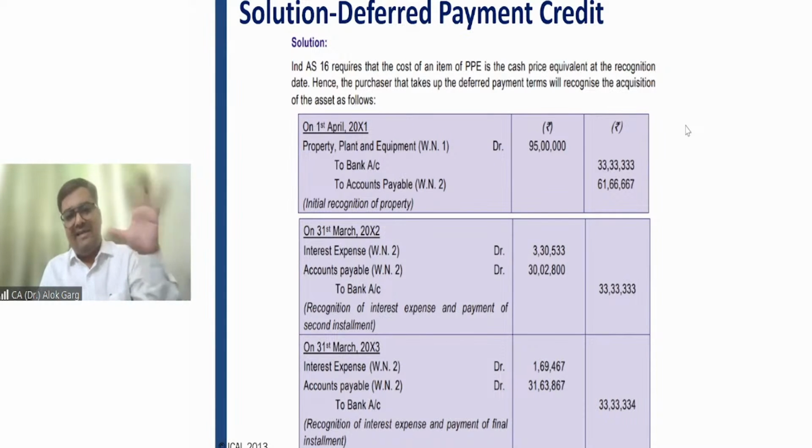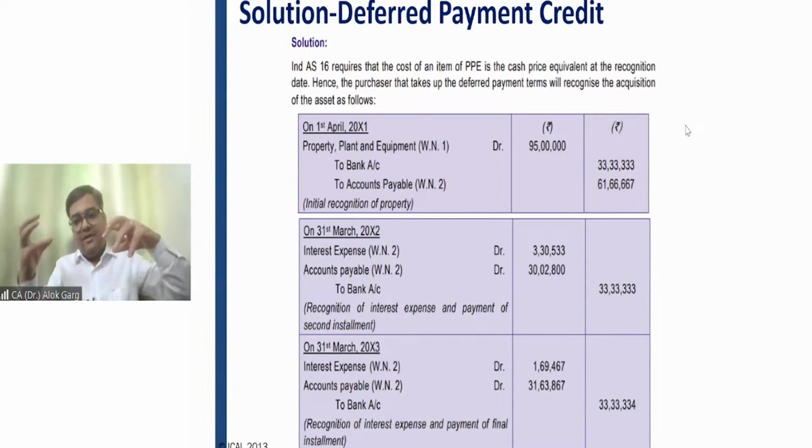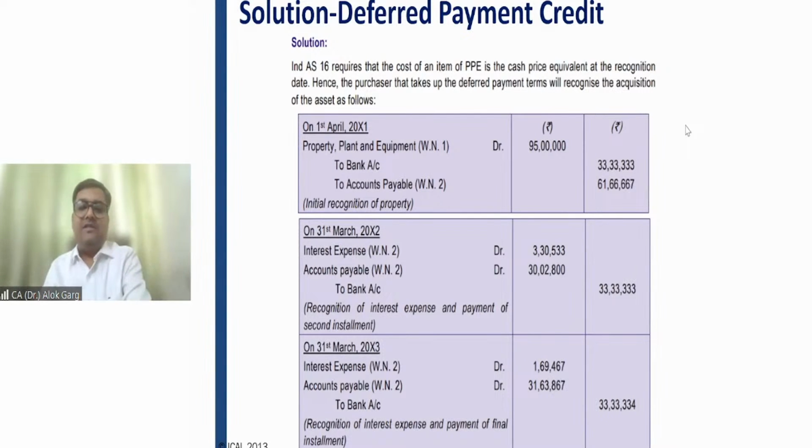So first entry, asset account debit to payable account 95 lakh. Then payable account debit by 33 because upfront payment. 61 lakh you need to charge an interest. You need to charge interest and you need to pay EMI. So this is how your balance will be nullified, crystallized in 2 year period, right?